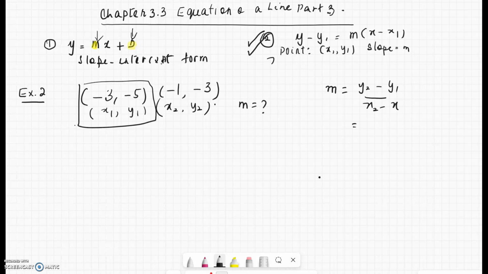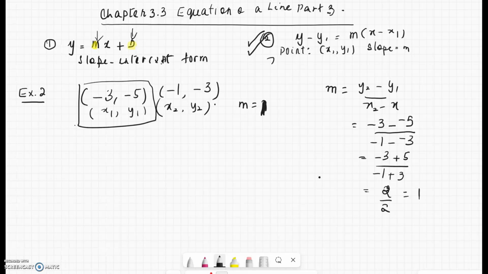So let's see, y2 is negative 3 minus y1 is negative 5. Be careful the way you write it down. You can do the work later, just plug in the numbers first. Negative 1 minus negative 3, so x2 minus x1. So let's simplify this. Negative 3 plus 5 over negative 1 plus 3 equals 2 over 2, which is equal to 1. So the slope is 1.